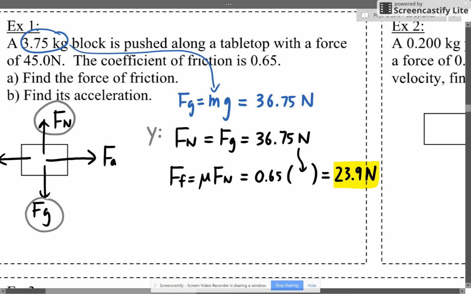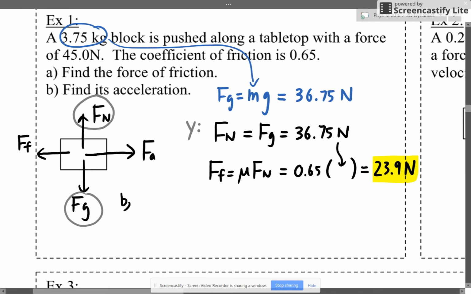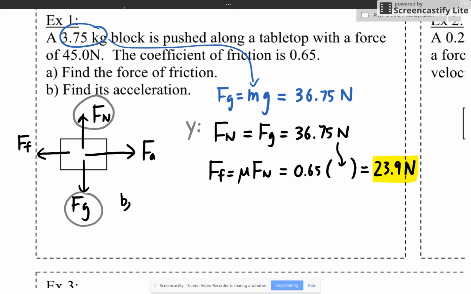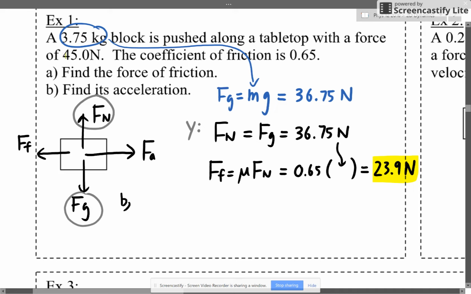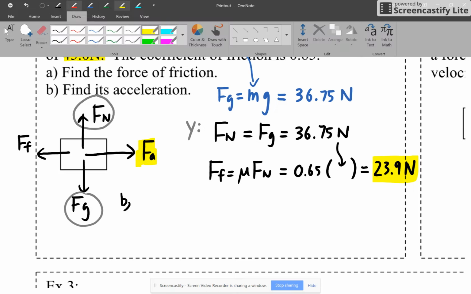Now, to part 2, which is find its acceleration. So now we look at friction, and we go, okay, so friction is 23.9. The applied force is, well, how much? So let's look for it. Applied force is actually 45. So who wins, right? Applied force wins in this case.